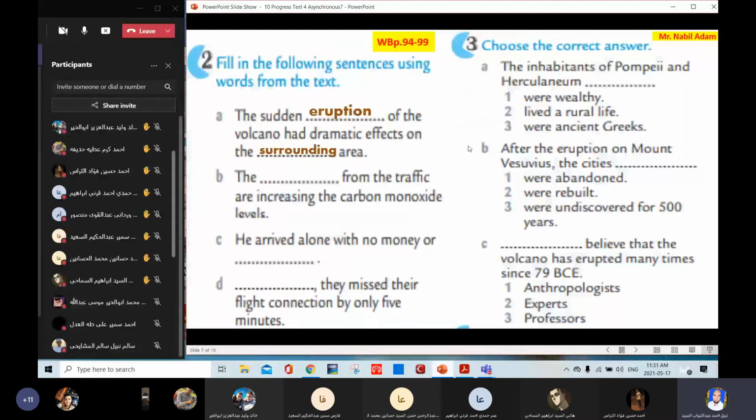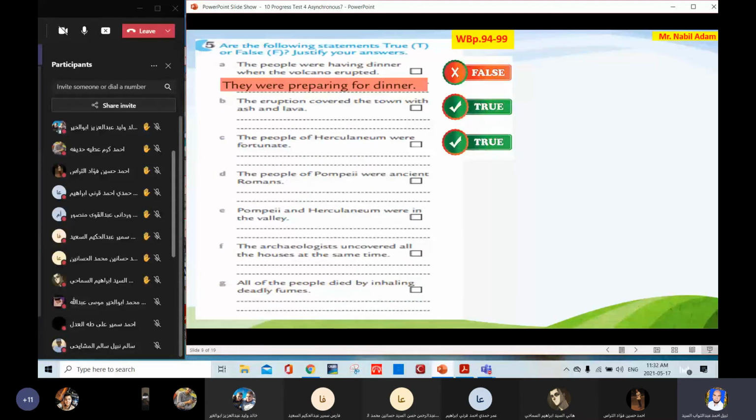Okay. The people of Pompeii were ancient Romans. True or false? Ahmed Karam. Yes, teacher. The people of Pompeii were ancient Romans. True or false? False. They were Romans. They were not Greeks. They were Romans. كانوا رومان.